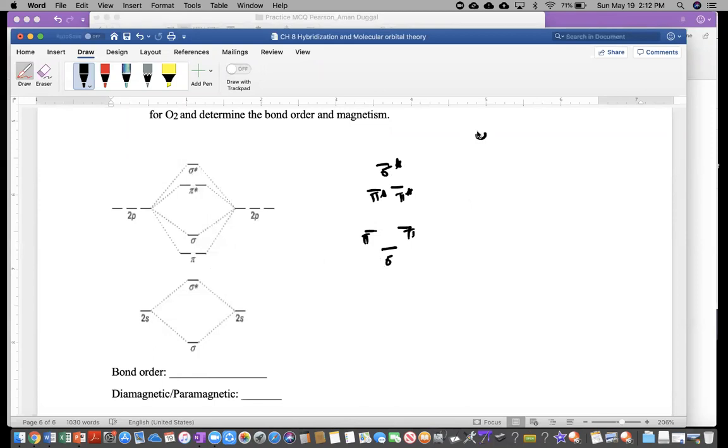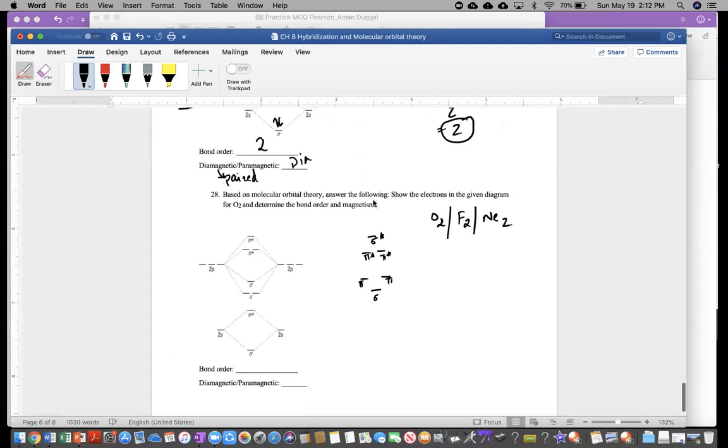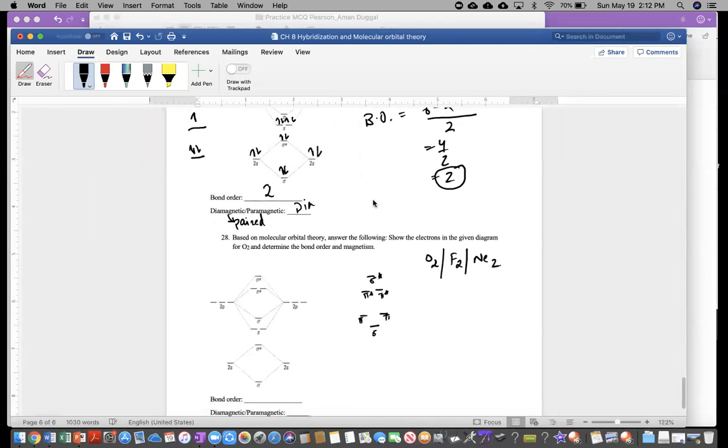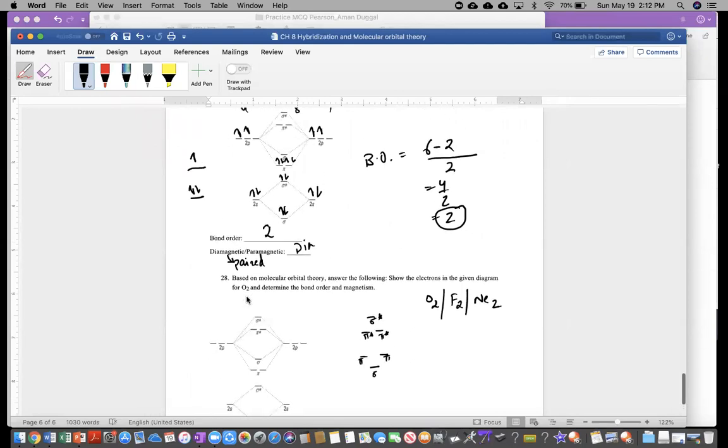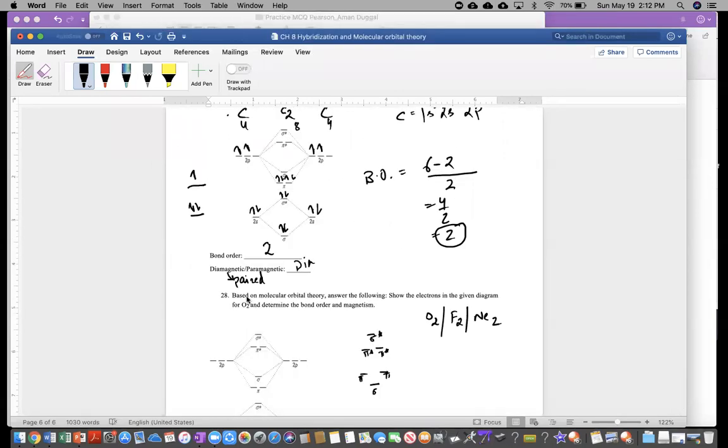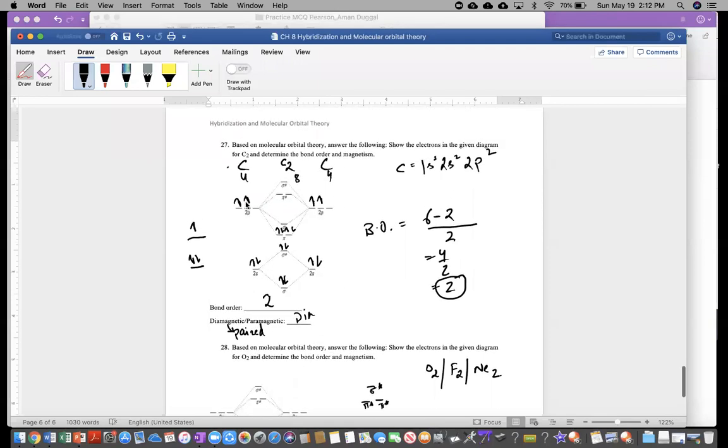Remember, for oxygen and for fluorine and for neon, it changes to this. You don't have to worry about this on the exam. These figures will be given to you. So you don't have to memorize any of this. You will be given the right molecular diagram. You just have to fill in the electrons like what we just did here and do this calculation for bond order and figure out their magnetic effect.